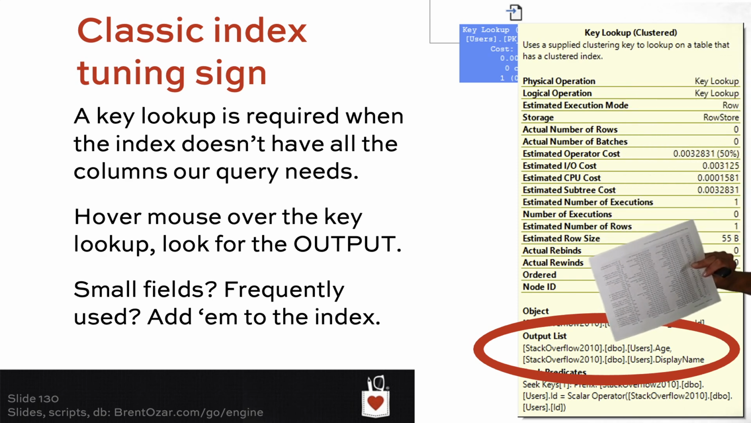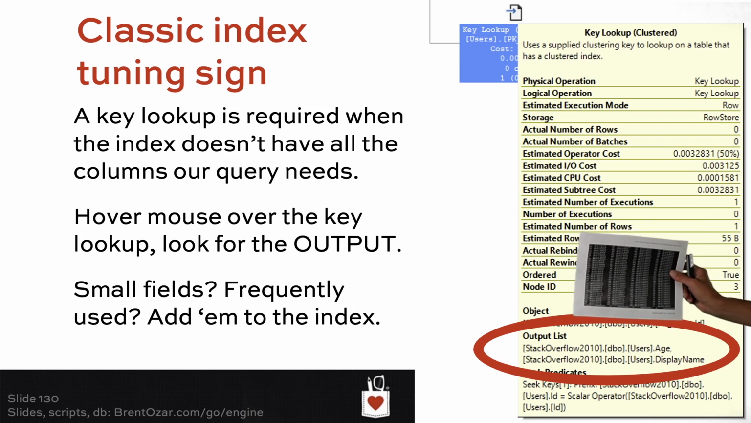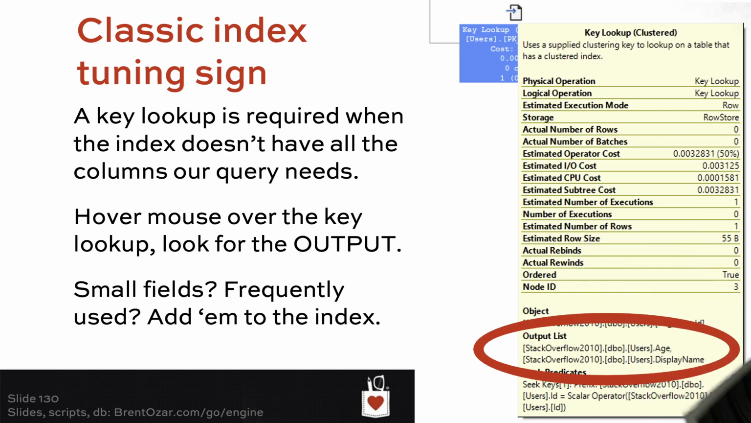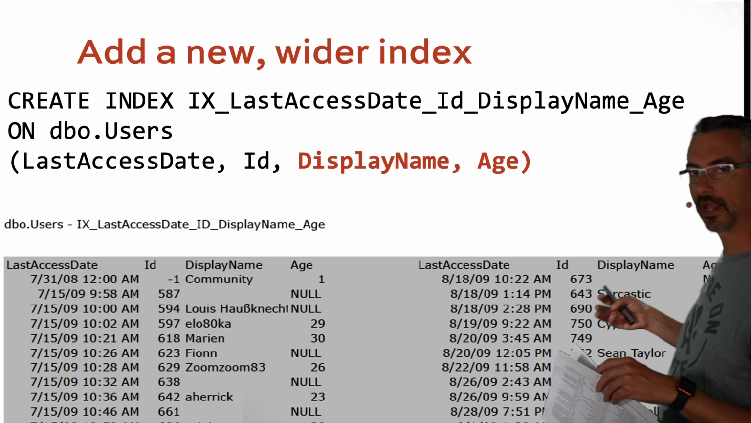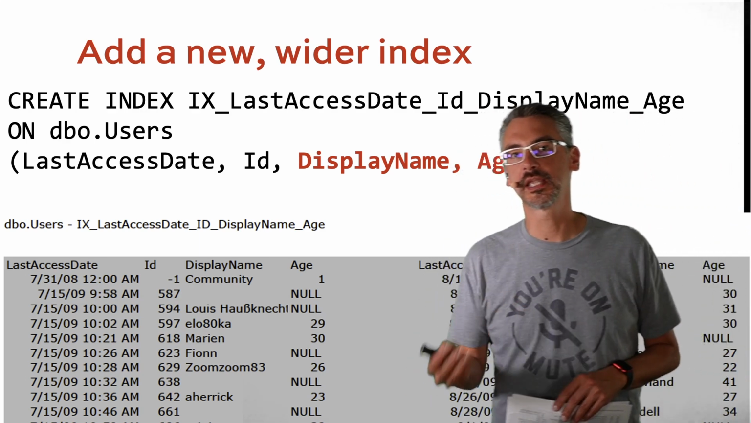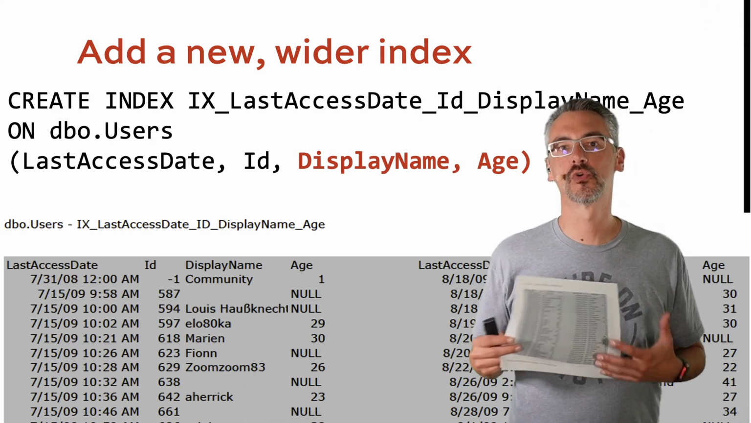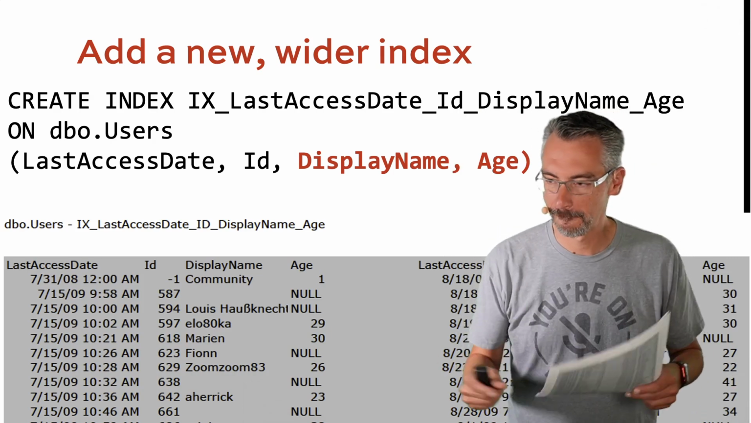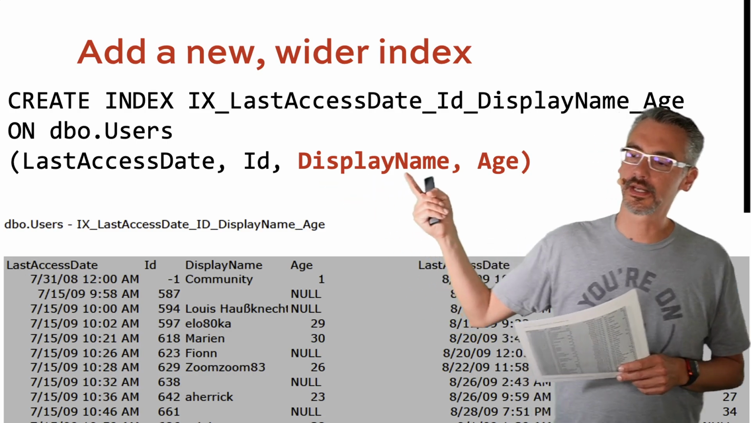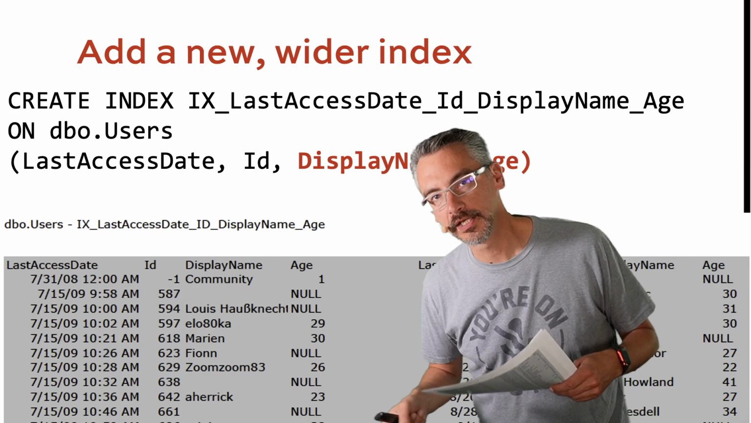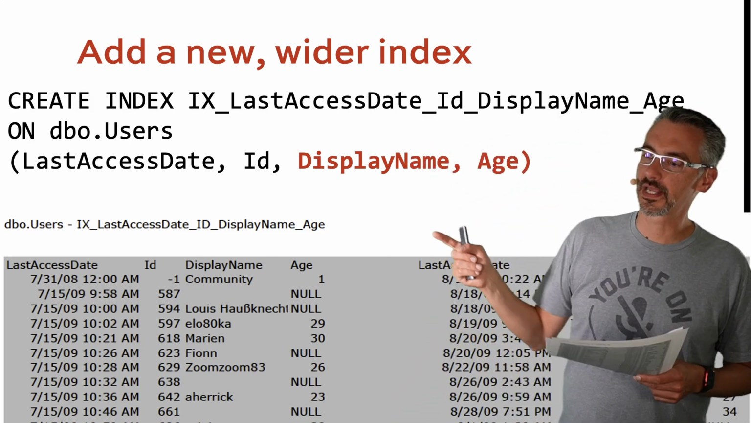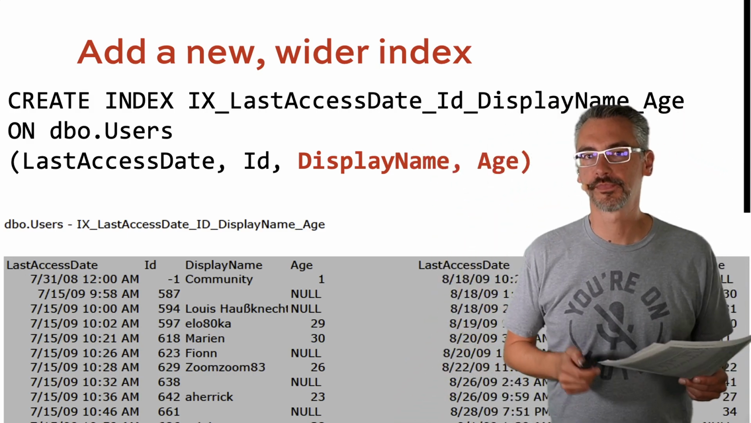One way that you can fix this is to add these output columns to an index. Make a wider index that has more things in it. That's where the gray piece of paper comes in. What I've done is I've created an index on last access date and ID, and I've tacked on the display name and age column as well.